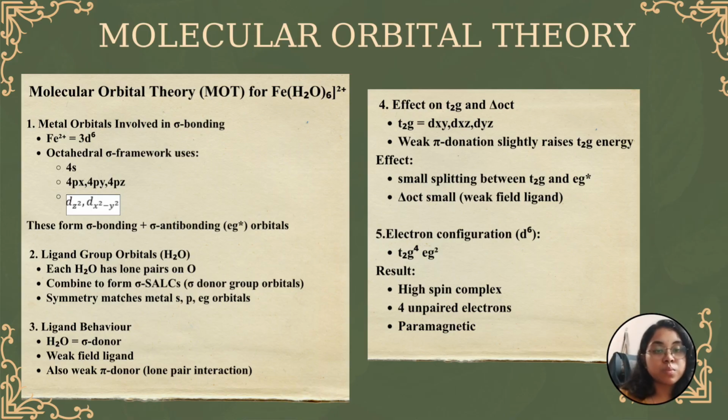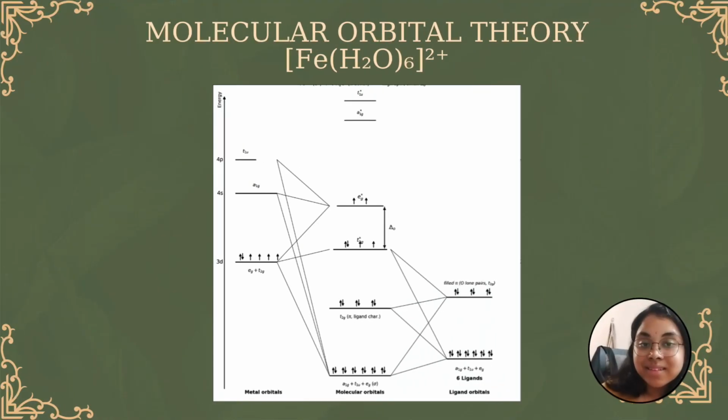The energy difference is small. With 6 d electrons and a small gap, it's cheaper to spread them out than to pair up. T2g and Eg antibonding hold 4 unpaired electrons: high spin and paramagnetic. So the hexa-aqua iron 2 ion is high spin because water is a weak field pi donor that raises the metal's T2g level and keeps the energy difference small. This is the MO diagram for the hexa-aqua iron 2 ion.